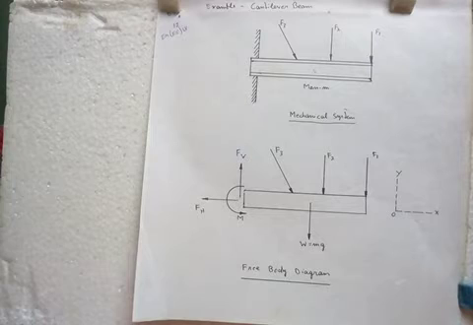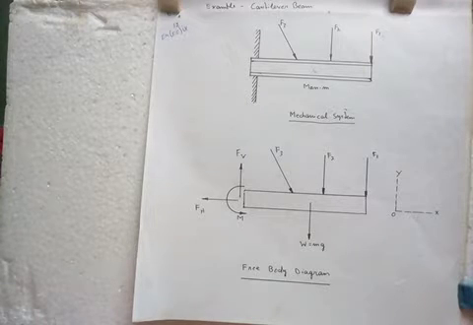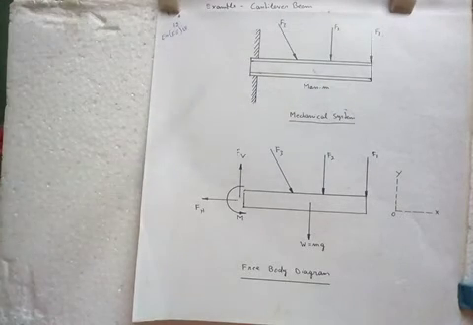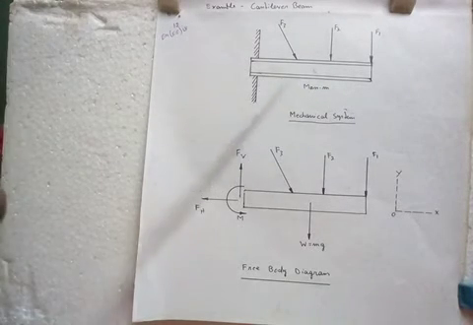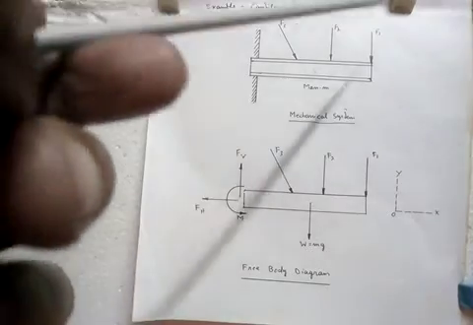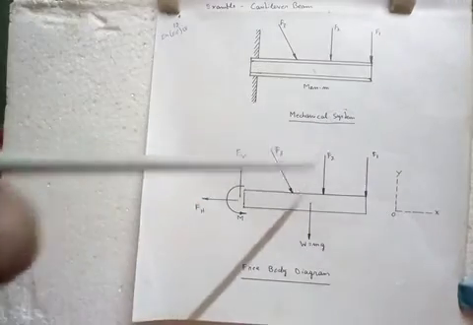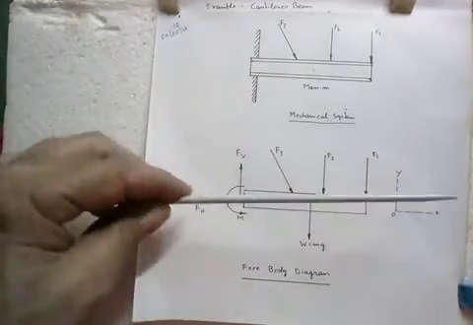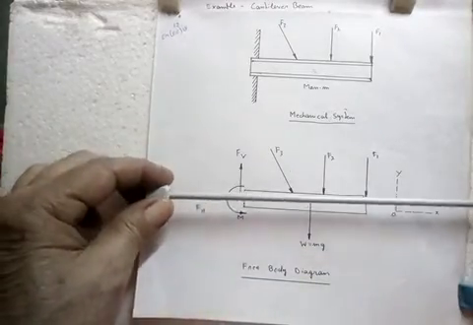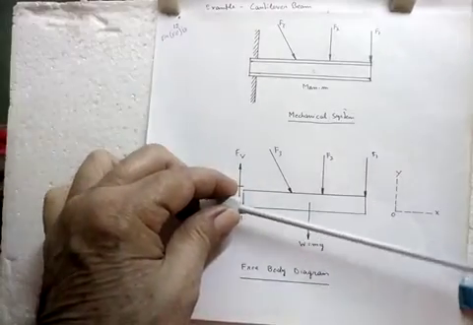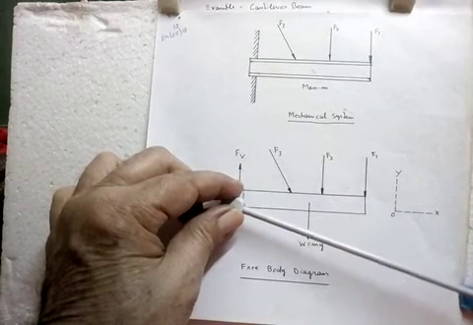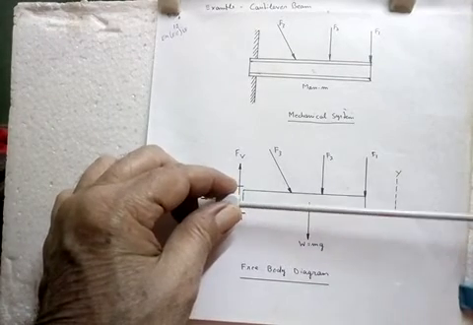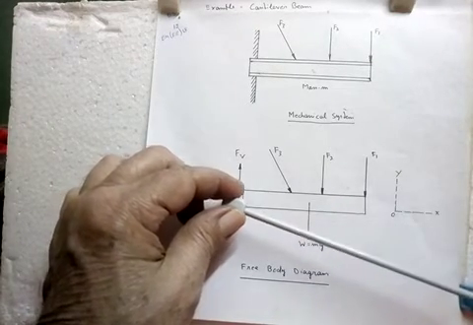Now you see that on this beam there are 4 vertical forces acting: F1, F2, W and the vertical component of F3. So this beam has a tendency to rotate in this direction. That means a moment has been created by these 4 forces in the clockwise direction.